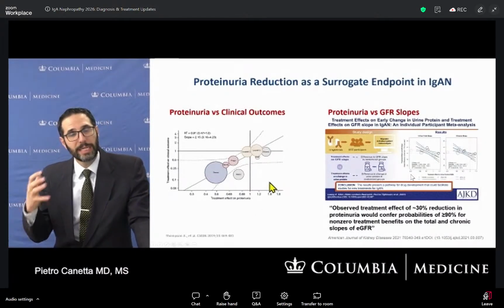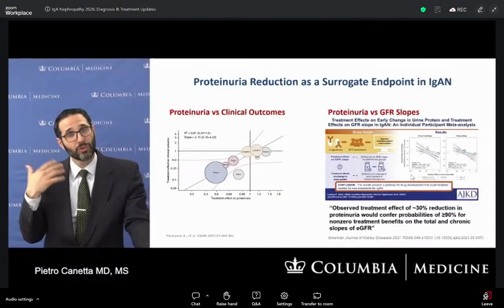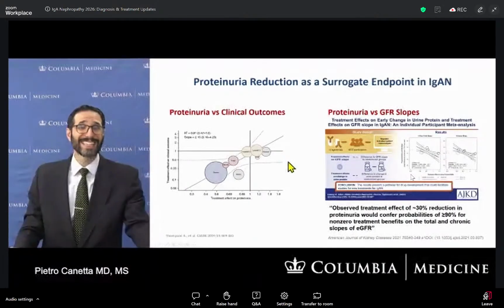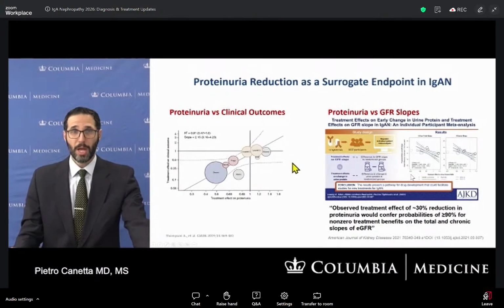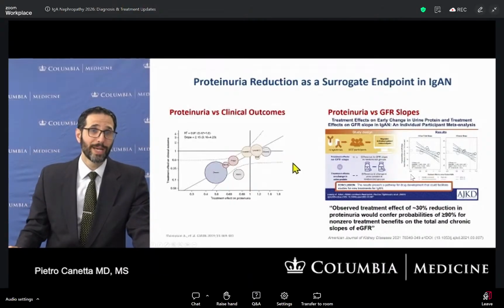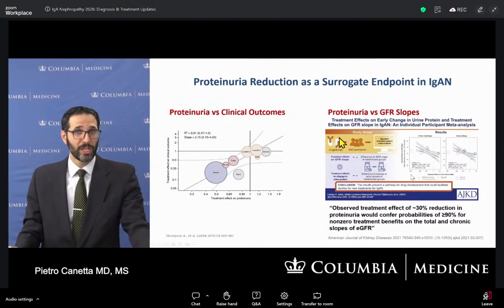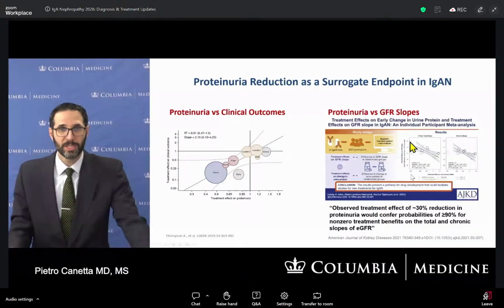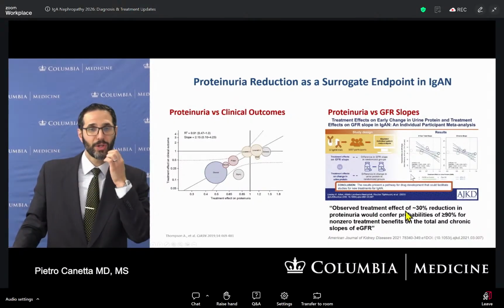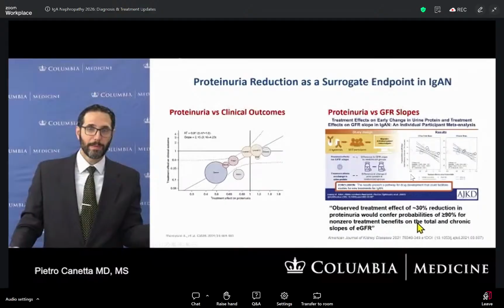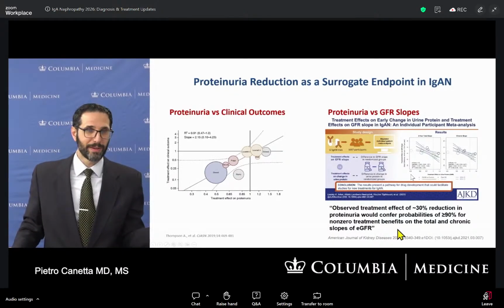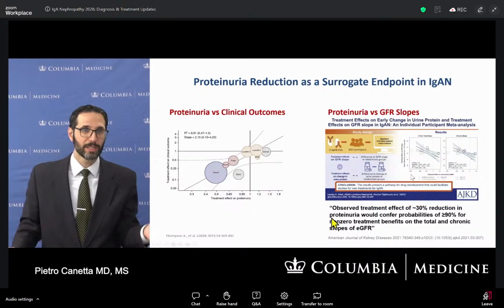And this is really the type of data that drove the FDA's acceptance of proteinuria as a surrogate to get accelerated approvals of drugs, dependent on subsequent evidence showing that GFR slopes have actually been affected. And what this paper showed is that a treatment effect of a 30% reduction in proteinuria gives you a probability of greater than or equal to 90% for non-zero treatment benefits on total and chronic slopes of GFR.